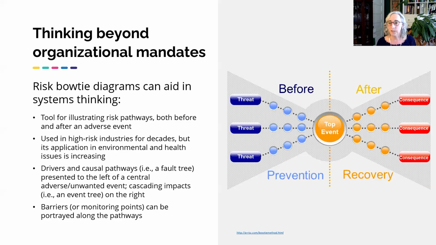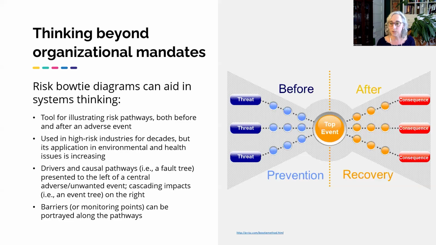So for the third objective for today, which is thinking beyond organizational mandates, I wanted to spend a bit of time to describe a tool that we find very helpful in risk assessment, but it can also be helpful just for systems thinking in general. And so that's a risk bow tie diagram. And it's really a tool for illustrating risk pathways, both before and after an adverse event.